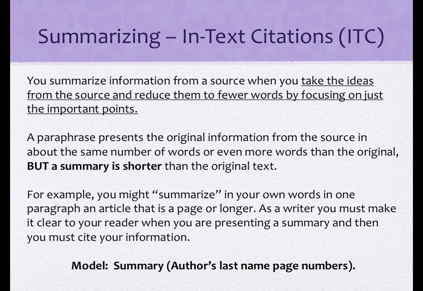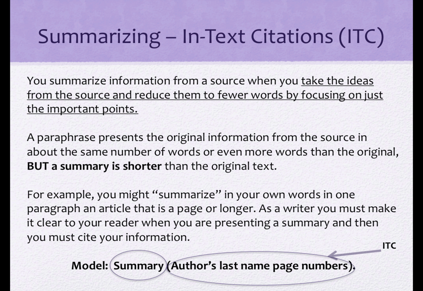Summarizing. You summarize information from a source when you take the ideas from the source and you reduce them to fewer words by focusing on just the important points. A paraphrase presents the original information in about the same number of words, or sometimes more words than the original, but a summary is definitely shorter than the original text. For example, you might summarize in your own words in one paragraph an article that is a page or longer. As a writer, you must make it clear to your reader when you're presenting a summary, and then you must cite your information. Here's the model.